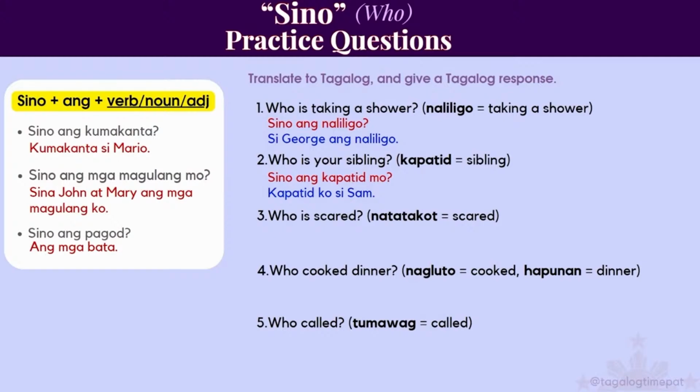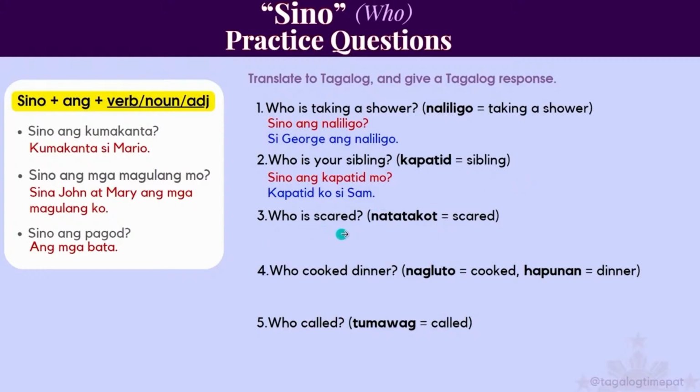Remember, there are different ways to respond. Number 1, we said si George ang naliligo. It could have also been naliligo si George. So again, you can look back at the different ways a response can be made. When in doubt, just say the shortest answer. So this one could have been si Sam. Sino ang kapatid mo? Si Sam.